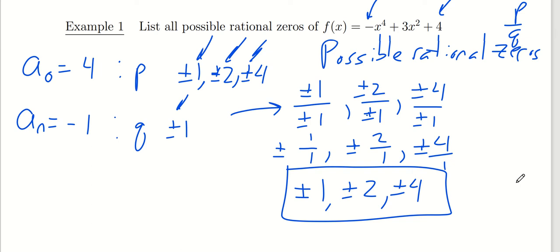So just be very careful here. We're not saying that they are zeros, but we're saying that these are the potential candidates to be a rational zero.